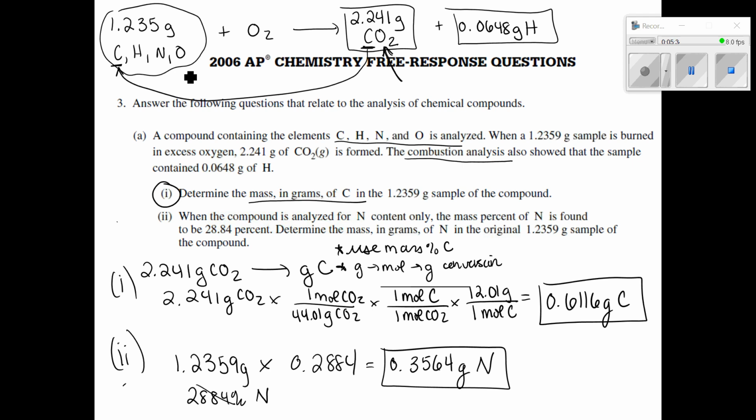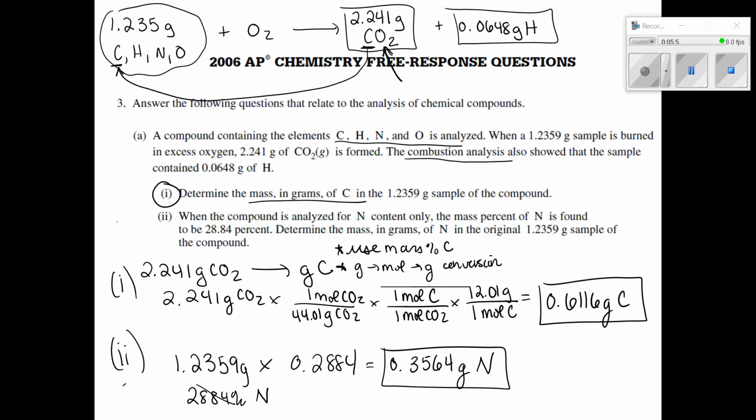So there's oxygen in your original sample, in your hydrocarbon, but there's also oxygen in the air. So the oxygen, the CO2, and the water are coming from several sources. So we can't use this number right here. We can't use that 2.241 number to figure out how many grams of oxygen were in our sample. What we need to do is just use some subtraction.